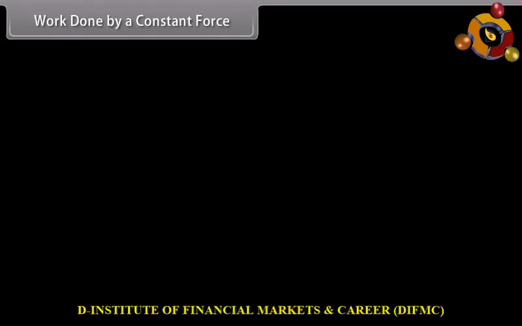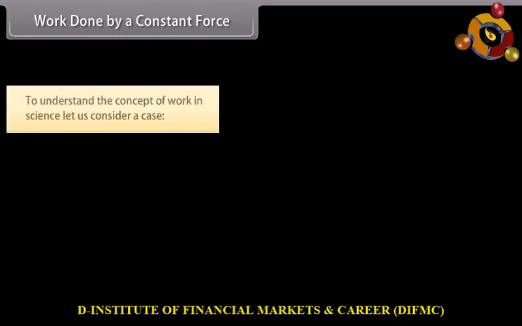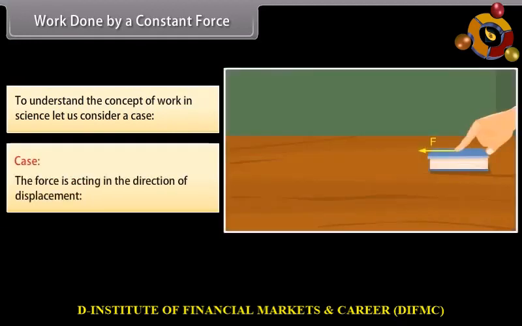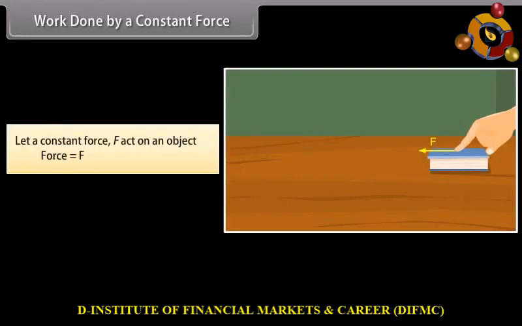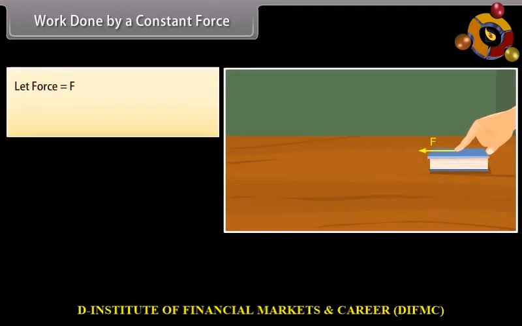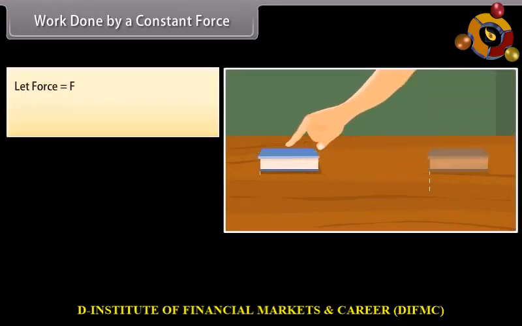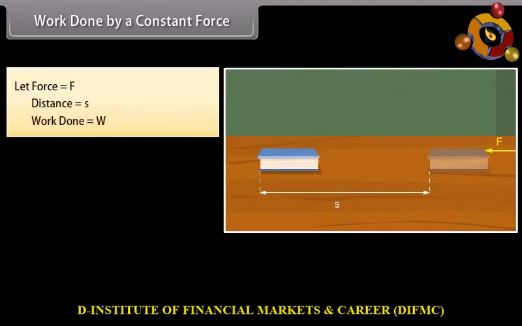Work done by a constant force. To understand the concept of work in science, let us consider a case. Case is, the force is acting in the direction of displacement. Let a constant force F act on an object. Let the object be displaced through a distance S in the direction of the force. Let W be the work done.